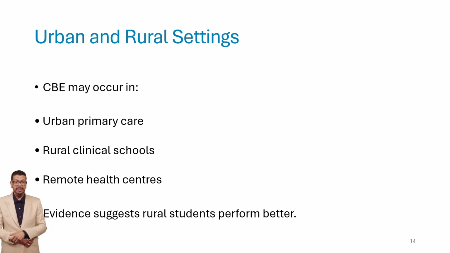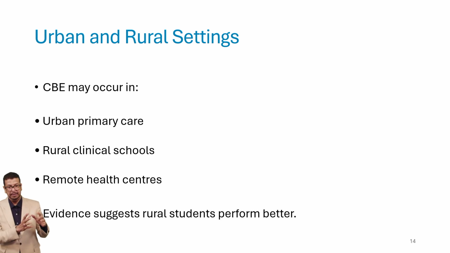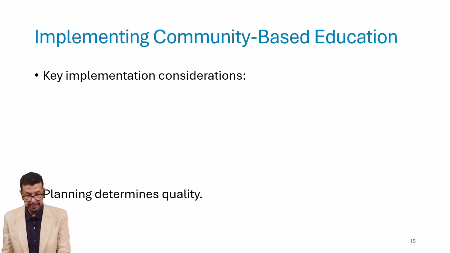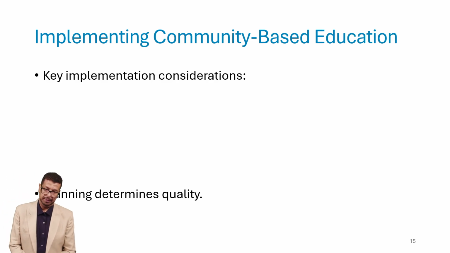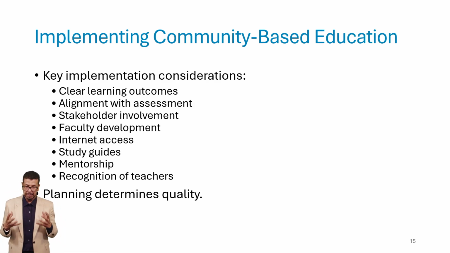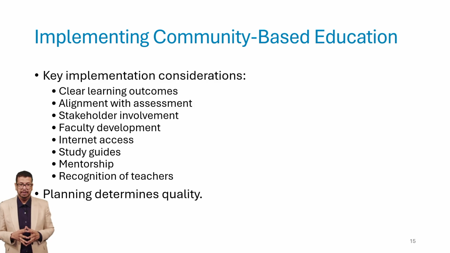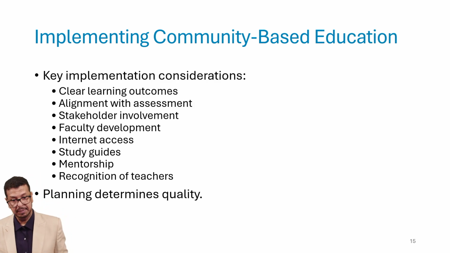Community-oriented education can occur in urban primary care, rural clinical schools, and remote healthcare. Basically, it's outside the tertiary hospitals, and evidence suggests that they perform better than those who study the classical approach. It's very important to center planning as a determinant of quality here. Key implementation issues are clear outcomes, planning for assessment, stakeholder involvement, faculty development, good access to facilities, maybe internet access. Telehealth and telemedicine can also be used, along with a good study guide and mentorship, and we should encourage medical teachers to use it.